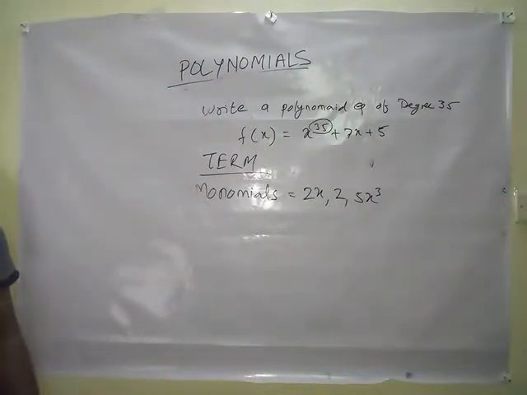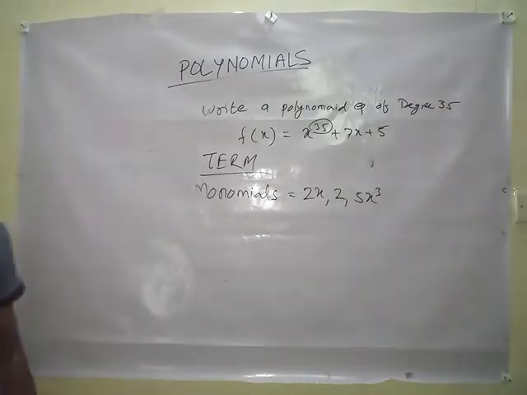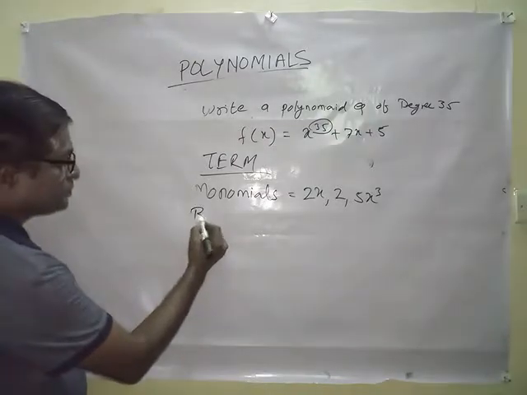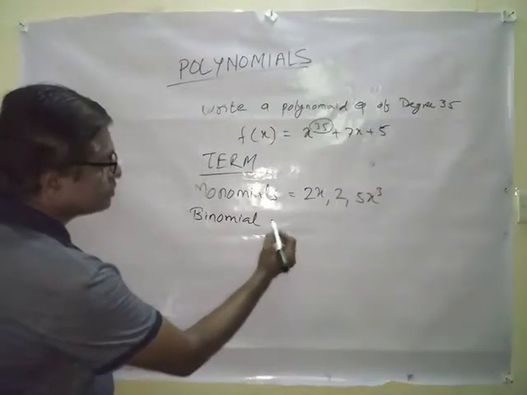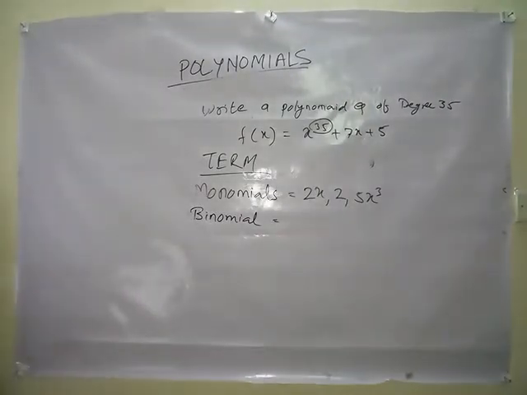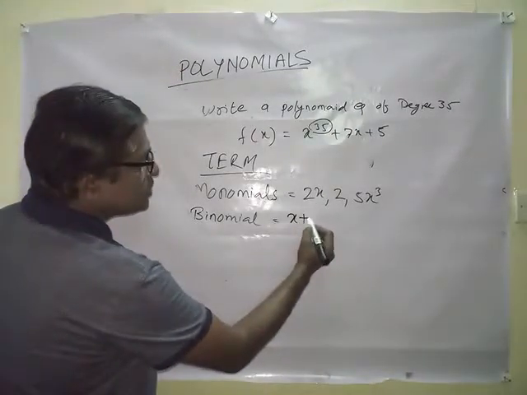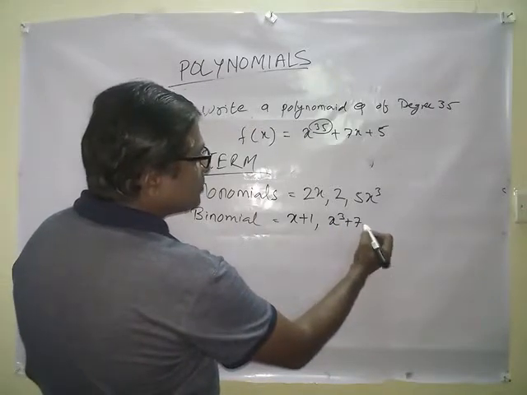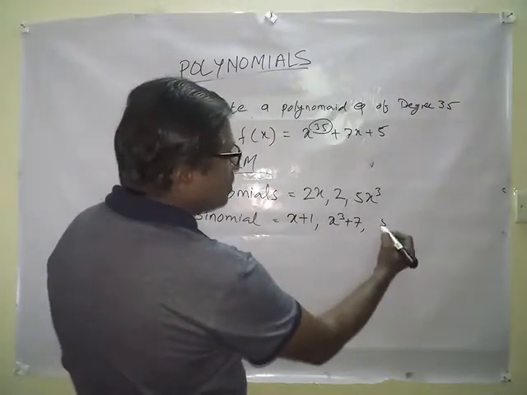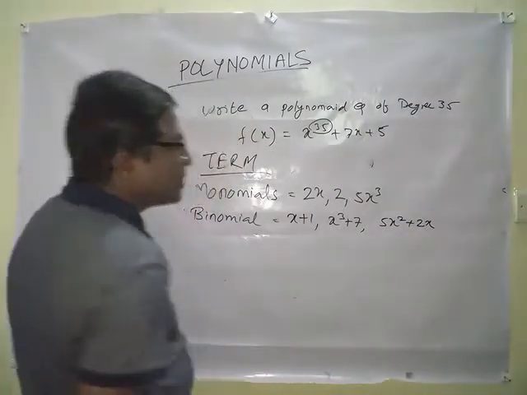If the terms are 2, then this polynomial equation is called a binomial. I will give you some examples. Bi means 2. x plus 1 is a binomial. x cube plus 7 is a binomial. 5x square plus 2x is a binomial.